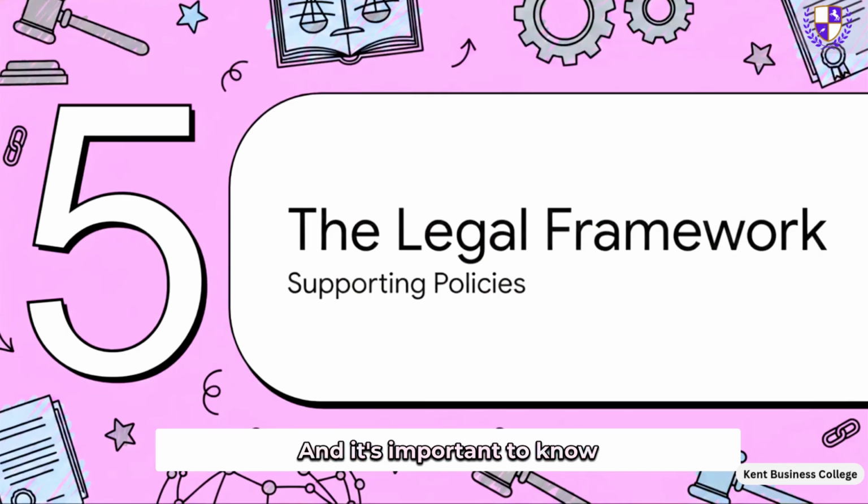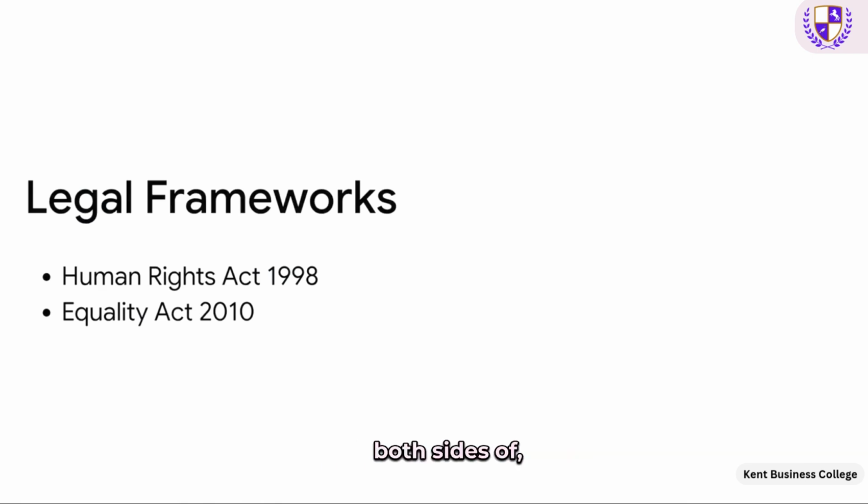And it's important to know that these workplace guidelines aren't just made up out of thin air. Let's look at Section 5, the legal framework. The law actually protects both sides of our balancing scale. First up, you've got the Human Rights Act 1998. This legally protects your freedom of thought and expression. But, and this is a big but, these are what we call qualified rights. That means the law says they can be restricted if it's necessary to protect other people.